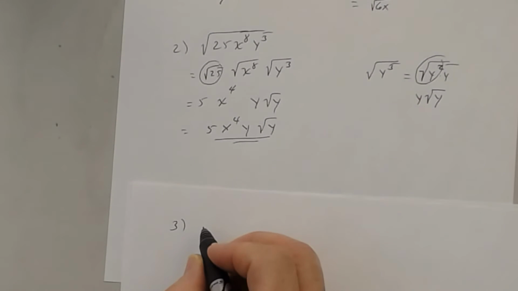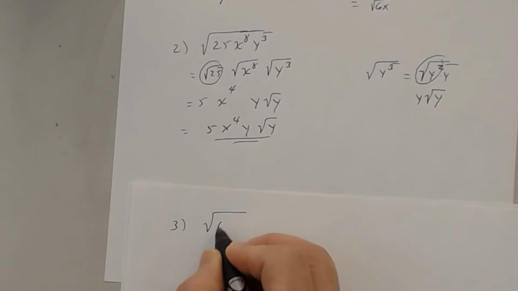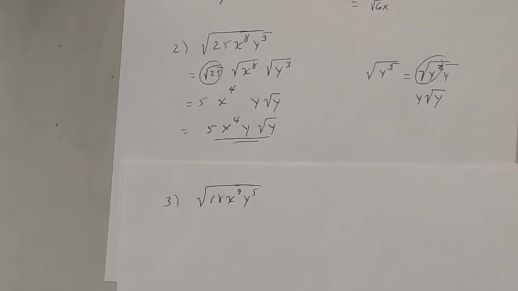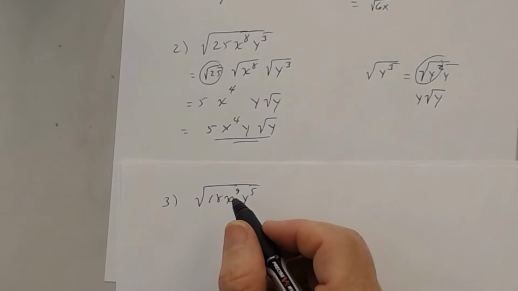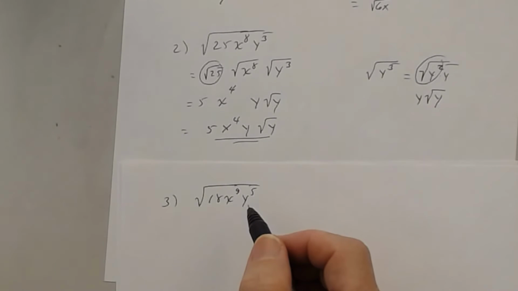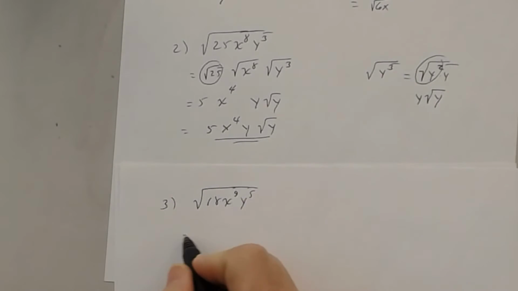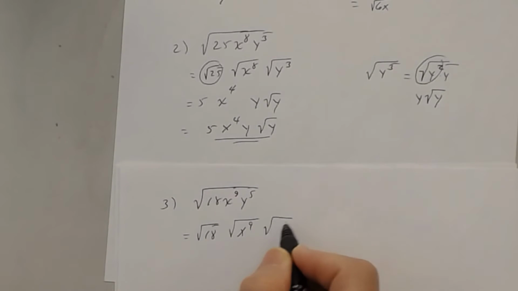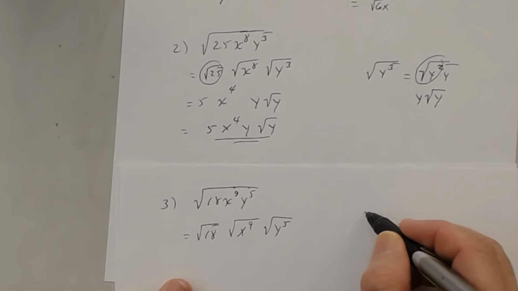Number 3, suppose you had the square root of 18 x to the 9th y to the 5th. Again, rewrite them if you have to, and it's a good idea to do that since those are not as simple as the one in your test. So say the square root of 18 times the square root of x to the 9th times the square root of y to the 5th. And then just go off to the side and do some work.